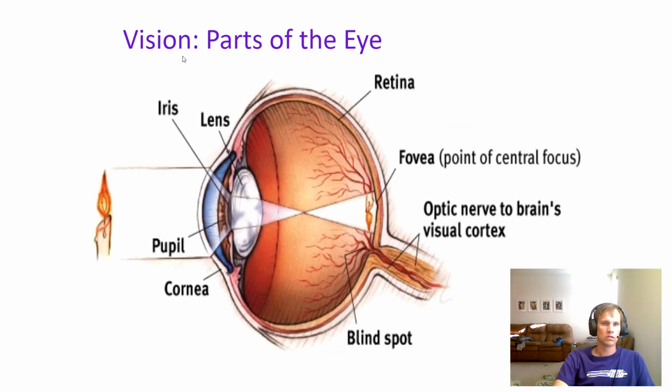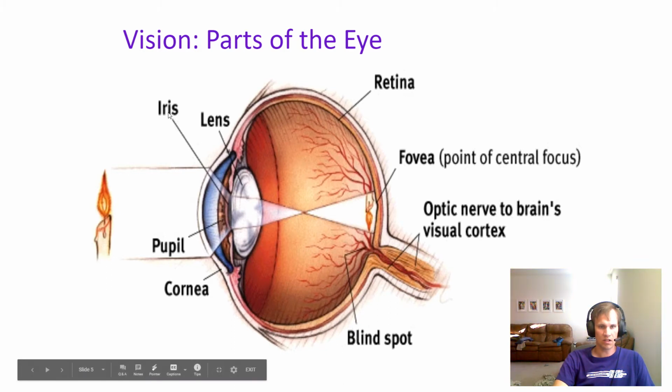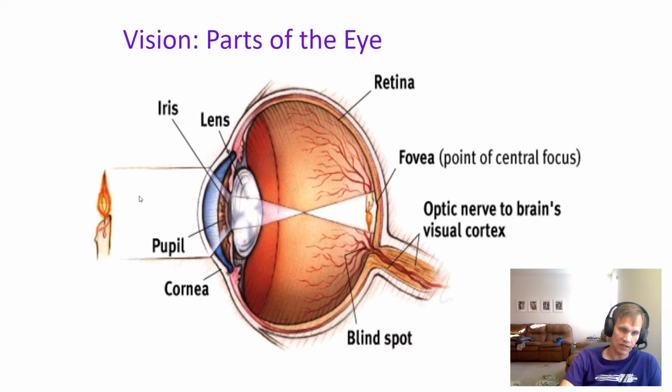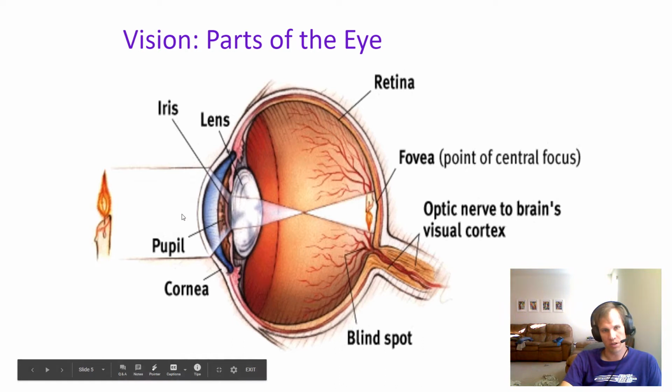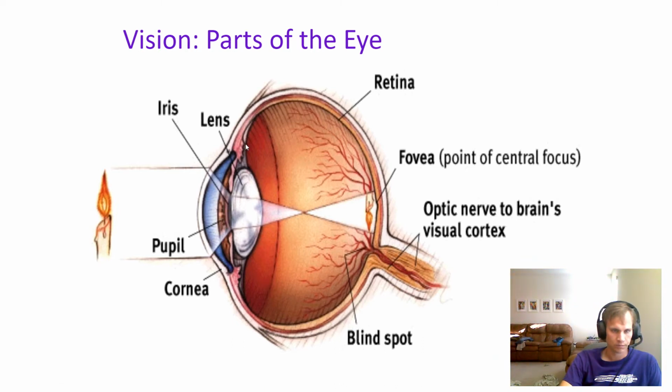So, parts of the eye. Here's the biology part of it. You have a stimulus, I have a little candle over here sending light waves into your eye. First thing, you have the cornea here. So this is the outside of your eye. If you put on contacts, you're putting your contacts on the cornea. That's the outer covering of the eye.